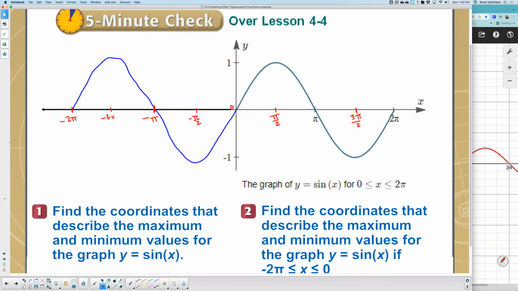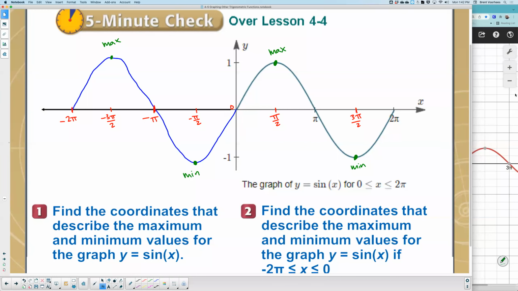Okay, so really what this problem is asking you for is number 1, to find the coordinates that would describe the maximum and minimum on the right side. So remember that would be like this point here. This would be a maximum. You need to find that coordinate and the coordinate for the minimum. And then for number 2, find the coordinates that would describe the maximum and minimum on the negative side. So you'll come over here and find this minimum and this maximum. I'll let you do that on your own. But now you're off to the races.